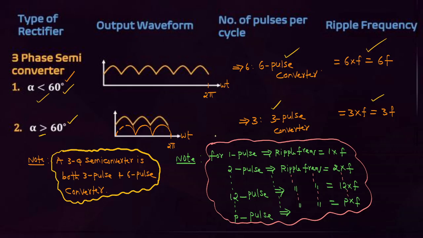Here I am giving the generalized statement. For 1 pulse converter, ripple frequency F; 2 pulse, 2F; 12 pulse, 12F; P pulse, PF. For example, for a 12 pulse converter, what is the ripple frequency? 12F only. 6 pulse converter, what is the ripple frequency? 6F only. 3 pulse converter, what is the ripple frequency? 3F.